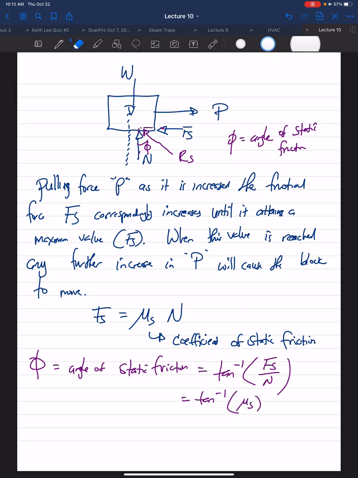And I'm on pages 200 through 201 in the text. Also page 201, and see table 4-3 for values for mu sub s for certain materials and surfaces, I should say.